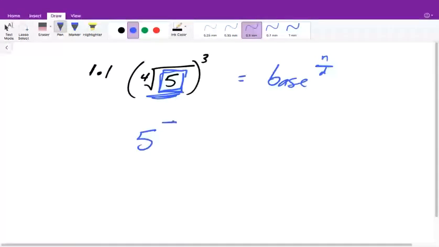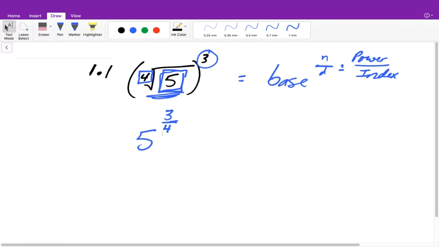Now it's being raised to a fraction power. Remember, back when we learned this, I said it is our power over our index. So the power, whatever it's being raised to. So in this case, it's being raised to the 3rd power. So that is our numerator. And whatever our index is, whatever root we're taking, that is our denominator. So this is equal to 5 to the 3/4 power.